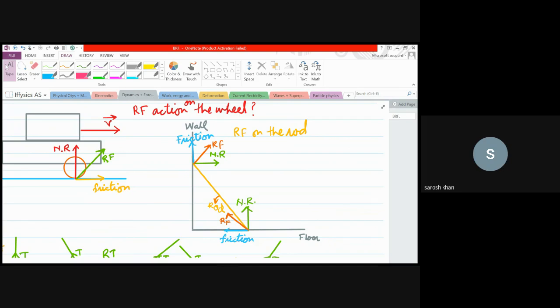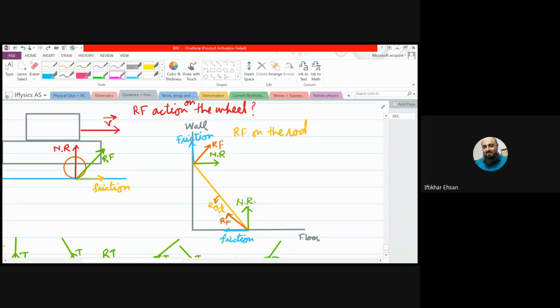Beta, consider this is a rod. Now we are considering the forces, the resultant force on the rod. My rod is in contact with the two surfaces here and here. So at both these two points, we are going to consider the resultant force.